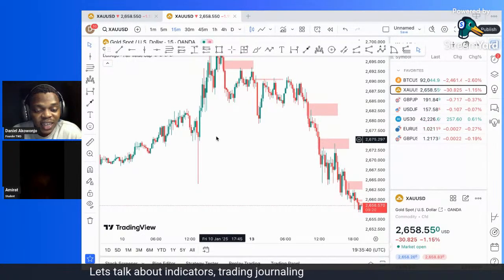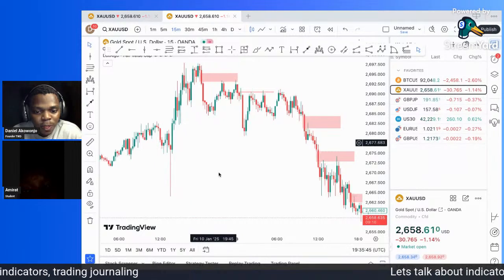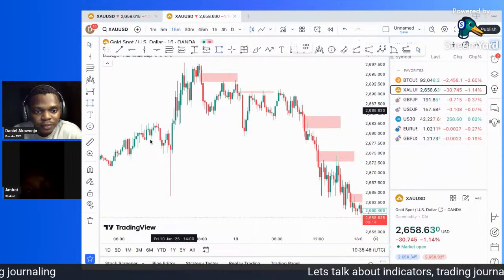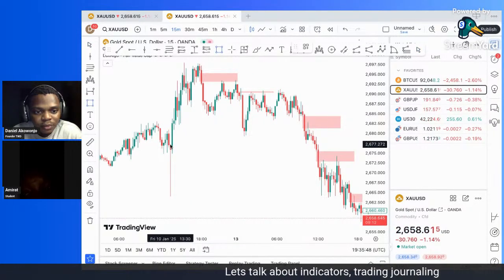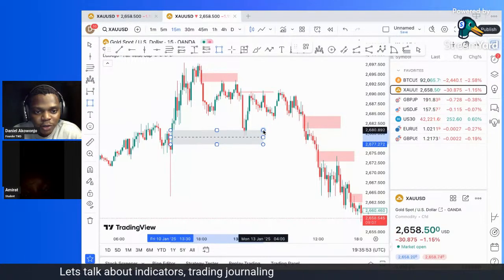Okay, I see an imbalance here. I want to ask a question. I want to understand something. Is it that immediately the price taps into the imbalance, the thing is going to drop? That's if it's a bearish one. Yes.